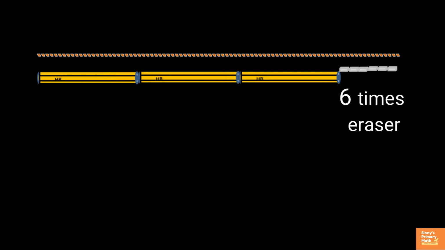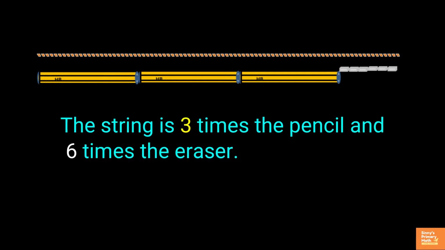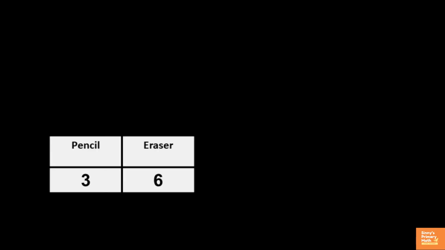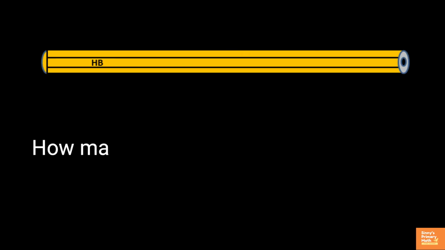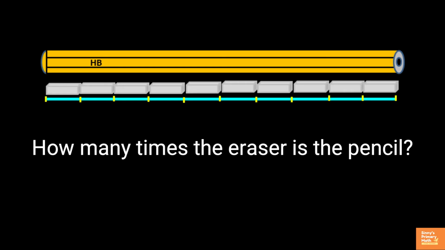It is 6 times the eraser. So the string is 3 times the pencil and 6 times the eraser. Let me write this in a table. The length of the string measured is 3 times the pencil and 6 times the eraser. Let us check how many times the eraser is the pencil. Measure it and see. 10 times.